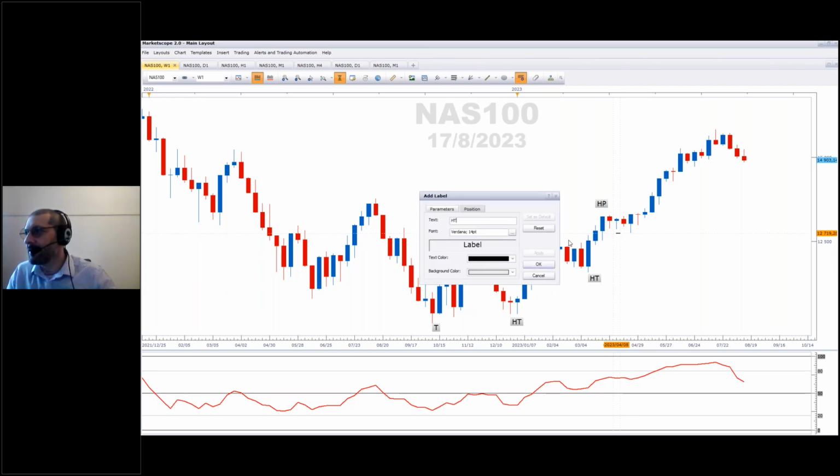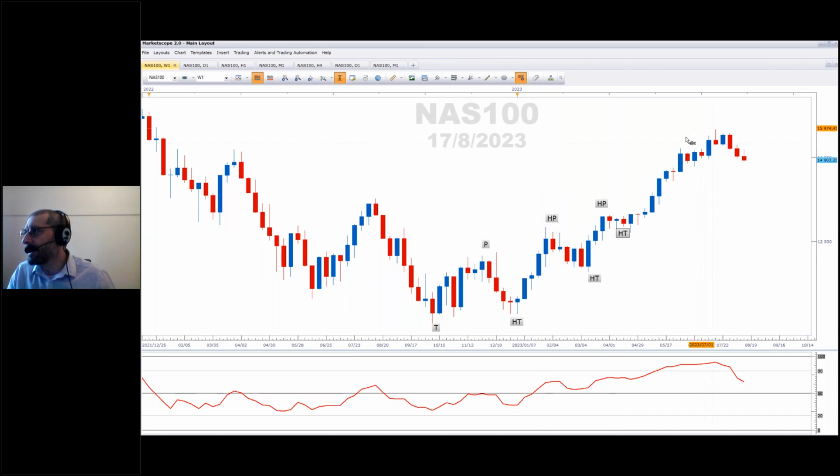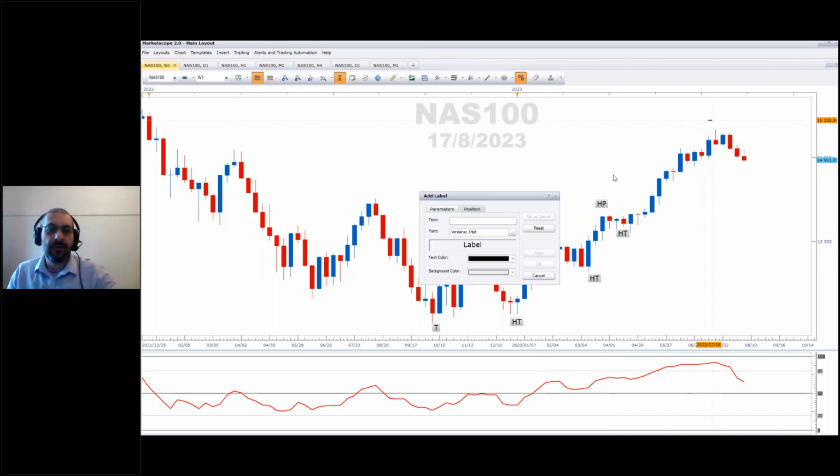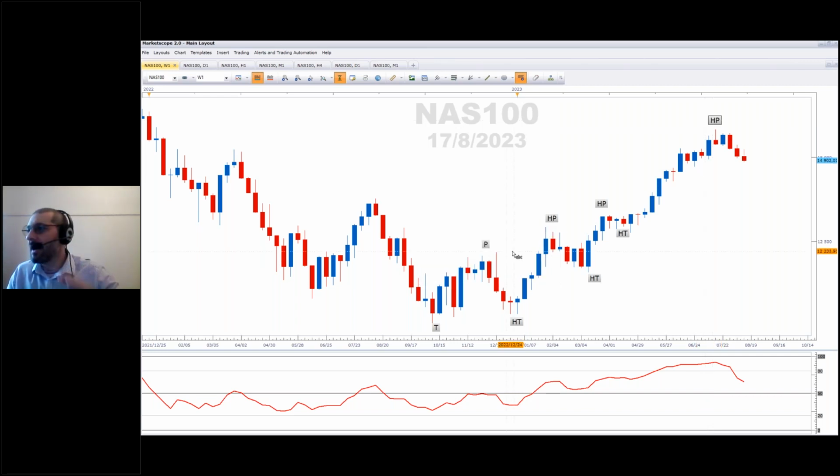I'm going to put the next higher trough here and the next higher peak all the way up here. So a series of higher troughs following the higher peak upwards. That's an uptrend. No surprises there. We looked at the trend following indicators on the monthly chart, uptrend.